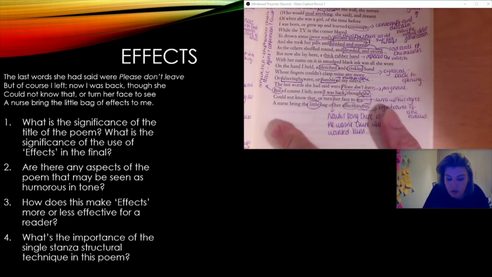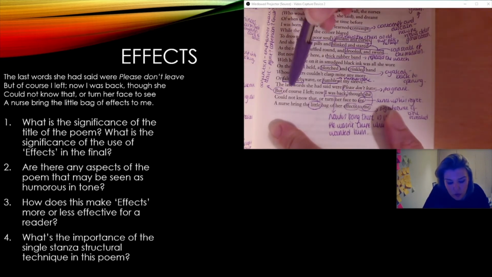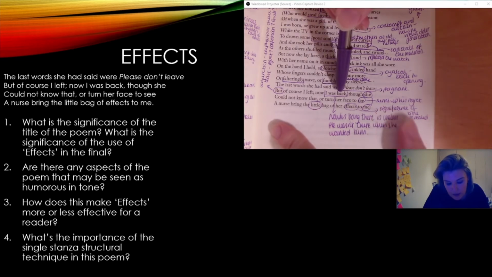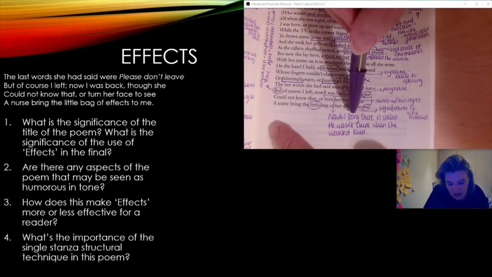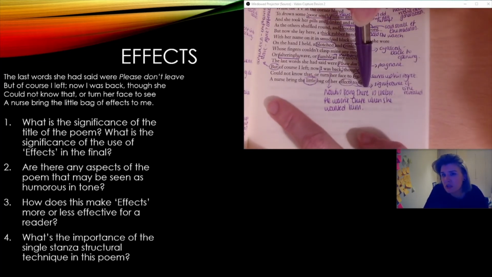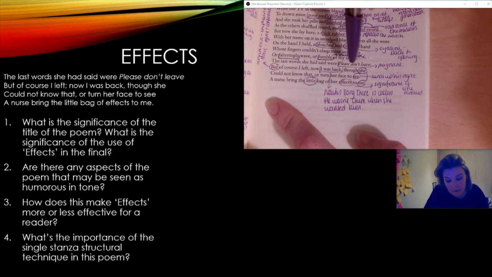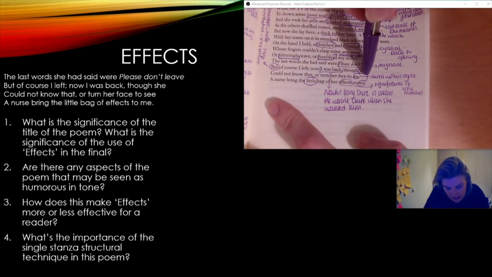Does he feel maybe regret? Is it confessional? Is there a guilt? Of course I left. Now I was back. So it's, again, ironic, I was back, because actually now that he's back, it's useless. He might be there, but she's not. She's died. She's gone. And it actually makes no difference. He's not there when she actually wanted him. Though she could not know that, or turn her face to see.